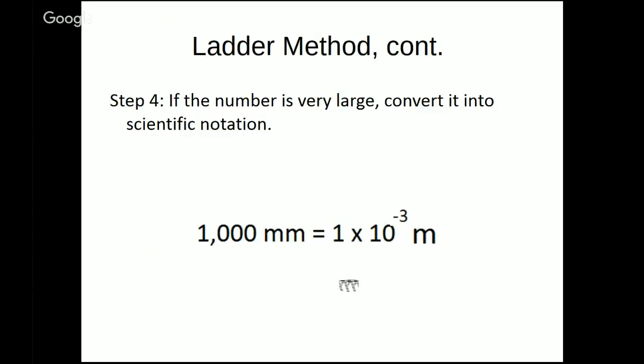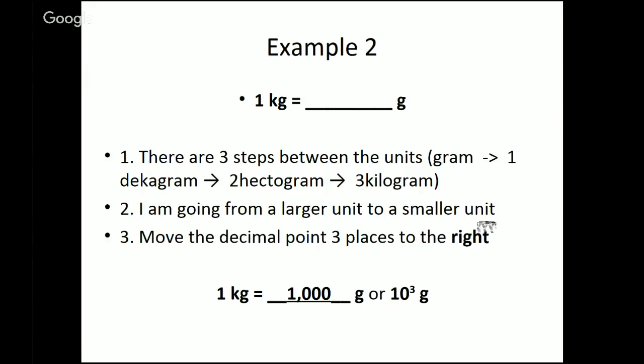Now, sometimes it's necessary to put your numbers in scientific notation. If the number is especially large or has a lot of zeros or is very complicated, sometimes it's easier to put that in scientific notation. In this case, it's not particularly necessary, but that's something that you can do if the number's really messy. All right, I put a second example in there just to show you.